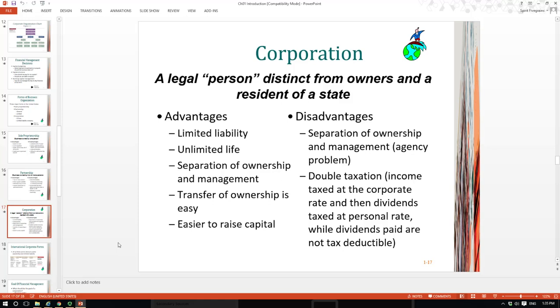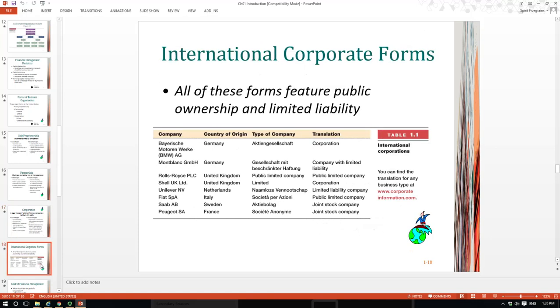And the corporation, once again, is the most popular form for U.S. business organizations. And for a typical multinational company or international corporation, it's very likely that it is established as a corporation, and it carries limited liability, which means the company cannot lose more than what shareholders invested.